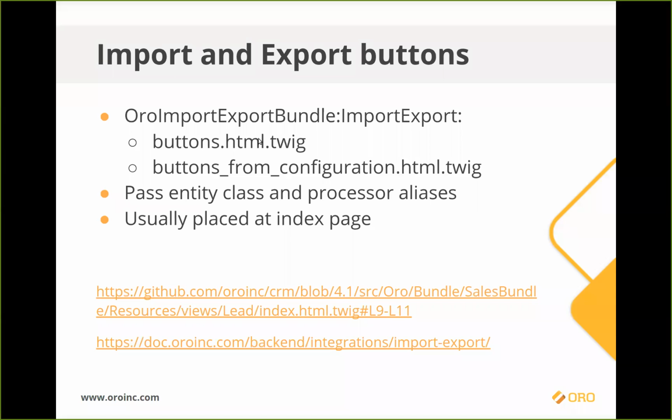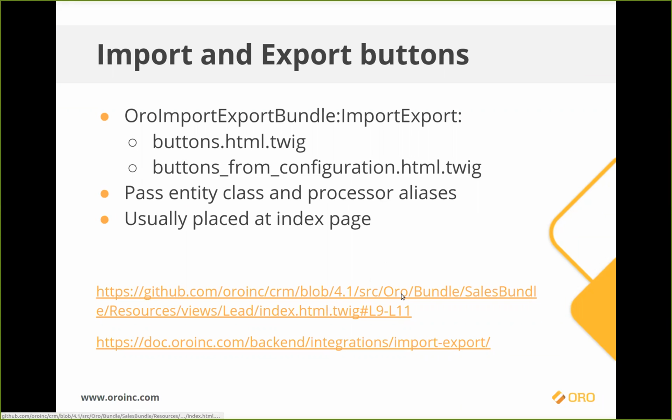Now, we have talked about the processors, data converters, serializers, and the strategies. We created the services, but we need to put all of those together somehow and then display it, okay? And there are two ways to display the import-export buttons. The new way and the wrong way. It's not really a wrong one, but it's adding some logic to the templates, which is not the recommended way. So the recommended one is buttons from the configuration, and this is used for most of the entities right now.